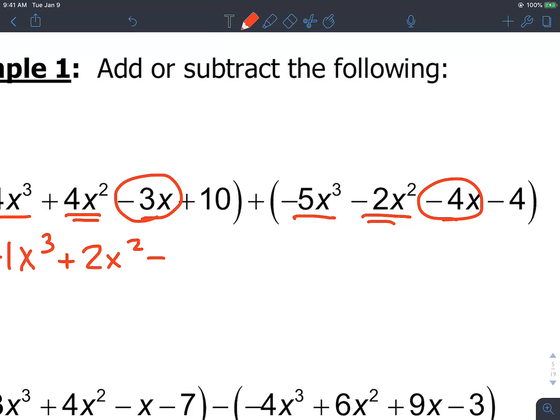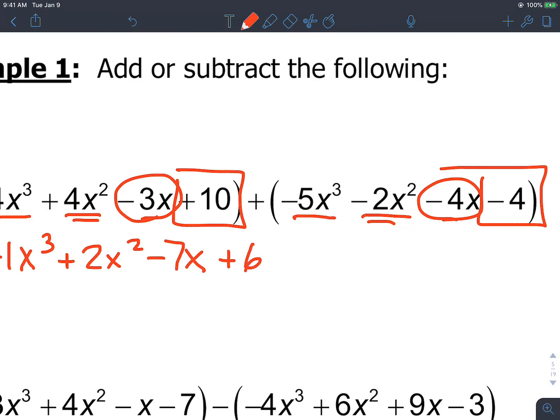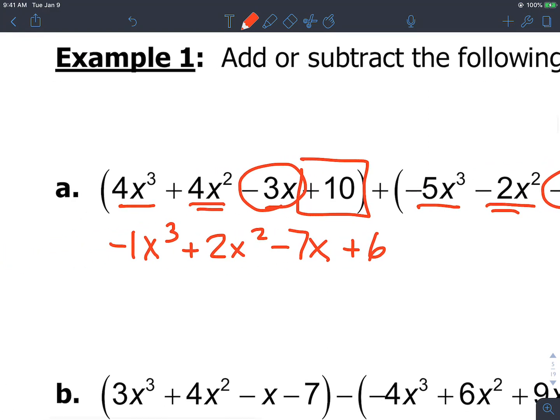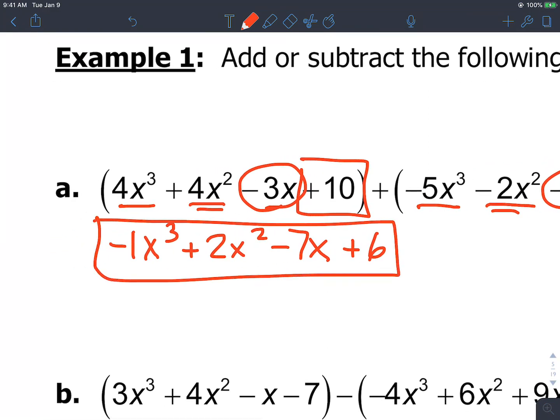Okay, you got negative 3x and then negative 4x. That'll be negative 7x, if I can think here. It's a Friday. Probably a little off my game here. So what else we got? 10 and negative 4. Add that. That'll get a 6 right there. Okay, and then make sure it's in descending order, and then that would be your polynomial right there.